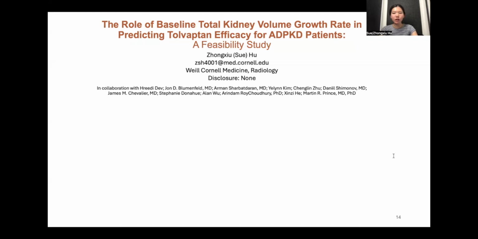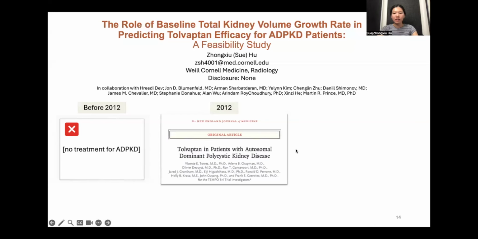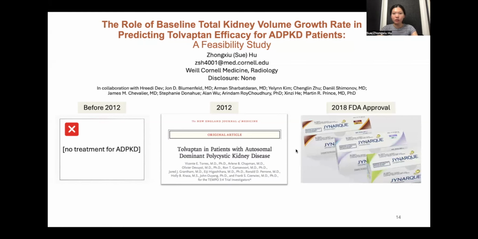So ADPKD stands for autosomal dominant polycystic kidney disease, and it is the most prevalent genetic disease that leads to end-stage kidney failure. Before 2012, there were no treatments available for ADPKD. Then in 2012, this revolutionary paper published in the New England Journal of Medicine came out, where tolvaptan, a vasopressin V2 receptor antagonist, was found to delay kidney function decline in ADPKD. Fortunately, in 2018, tolvaptan received FDA approval for use in ADPKD and is now available under the brand name Jynarque.